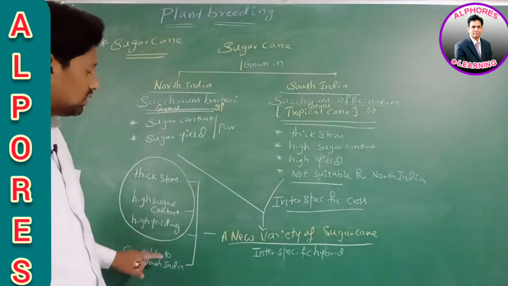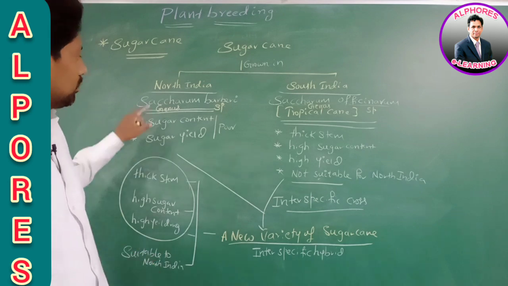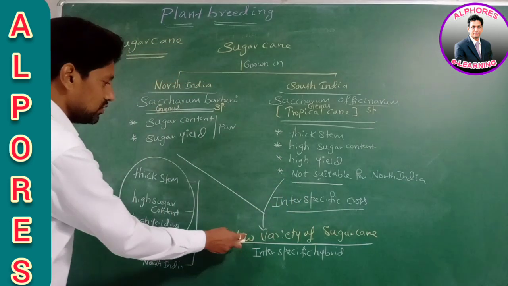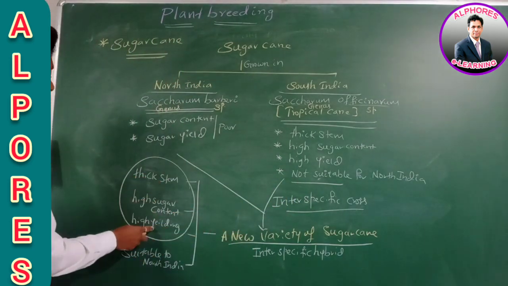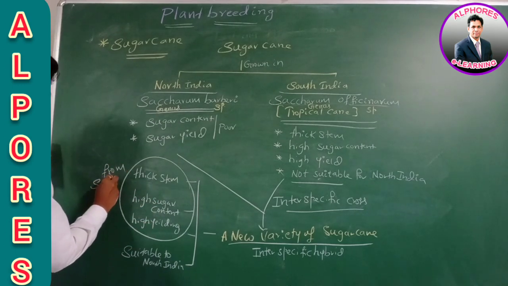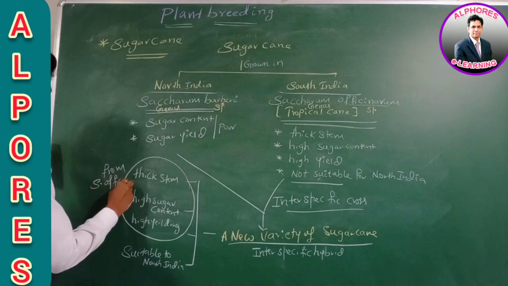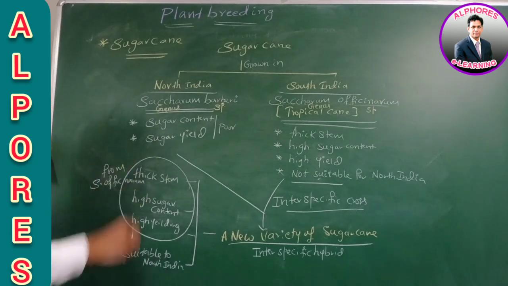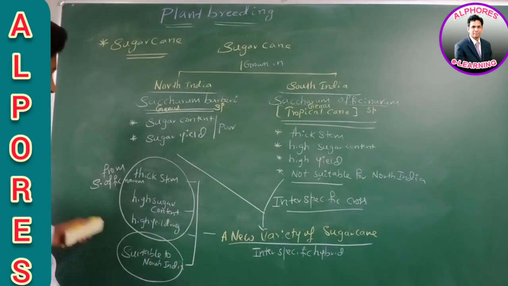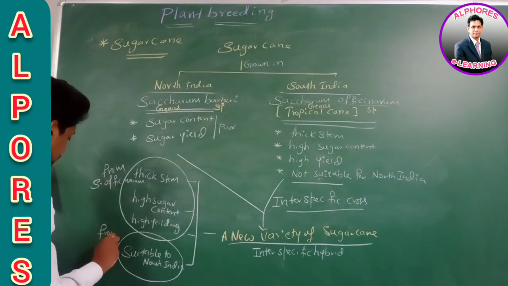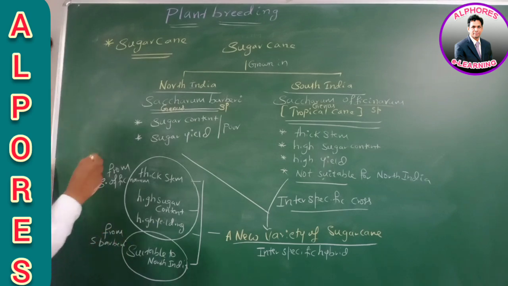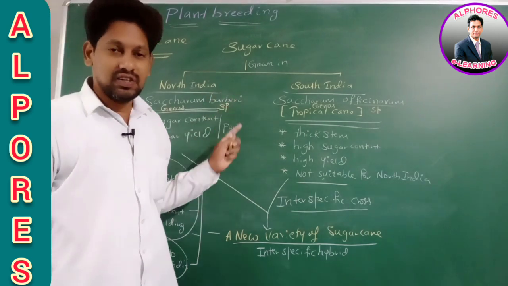Whereas suitable to North India, this character was incorporated from Saccharum barberi into this new variety of sugarcane. Therefore, this new variety got these three characters from Saccharum officinarum, and the suitability to North India came from Saccharum barberi. Is this statement clear?